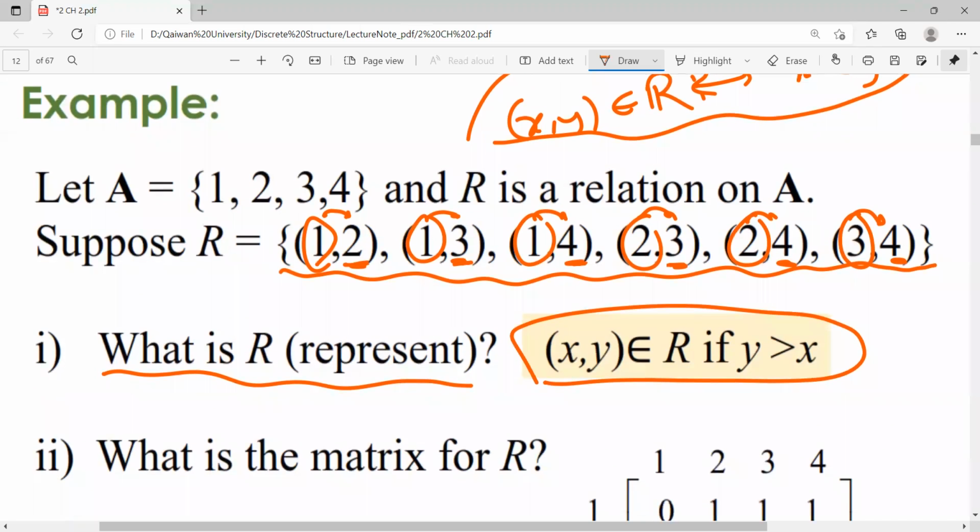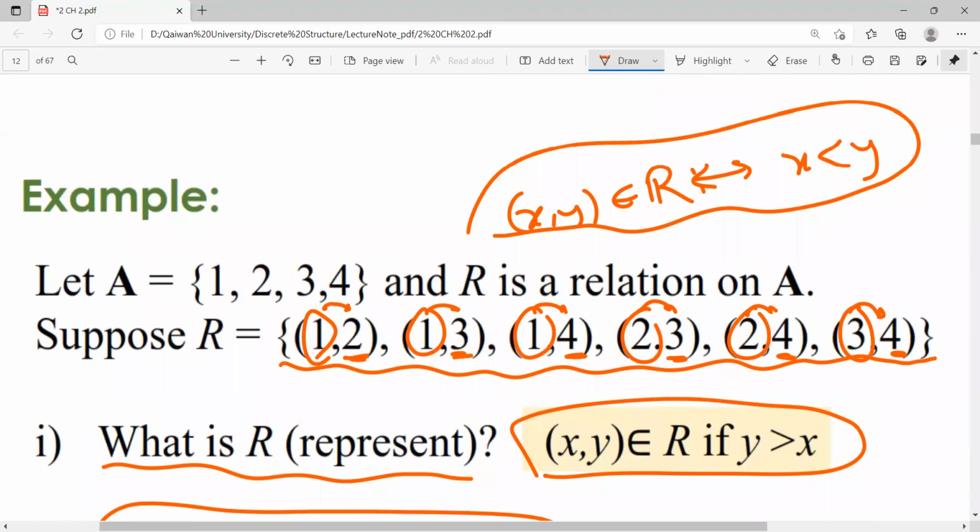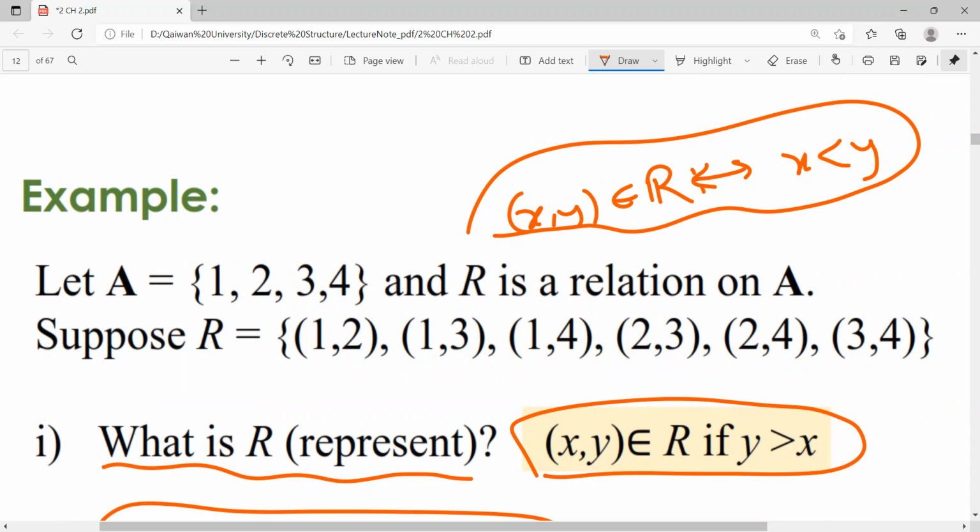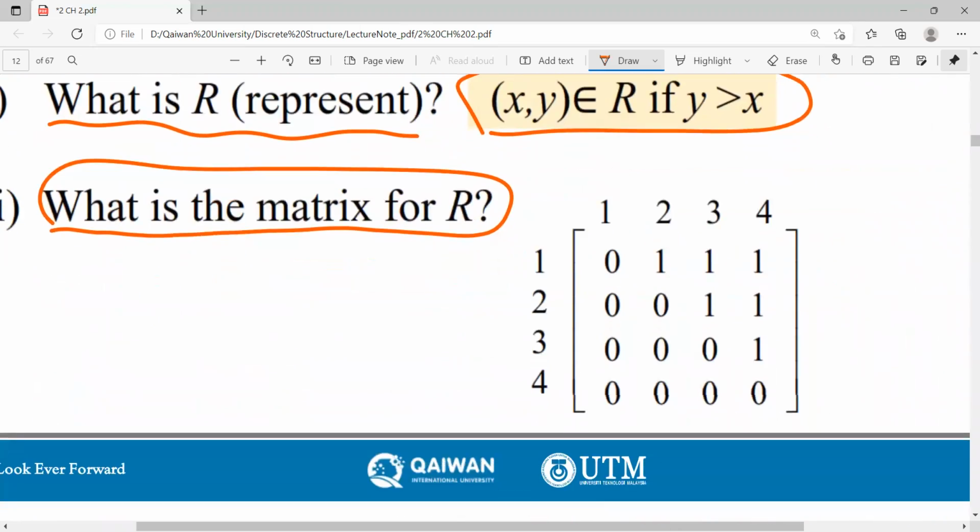And here it says what's the matrix for R. Here we have given the relation. This is our relation. You can find the matrix for it. That's easy. This is the matrix form.